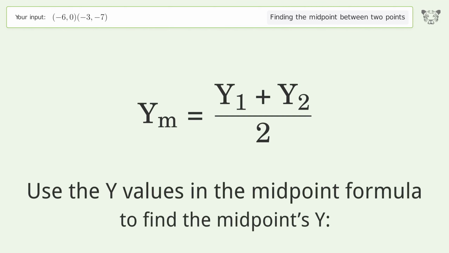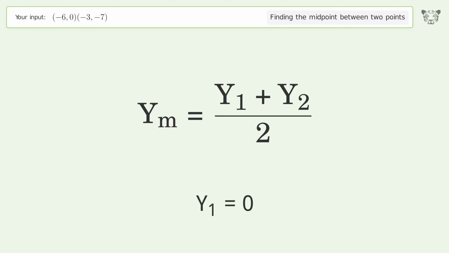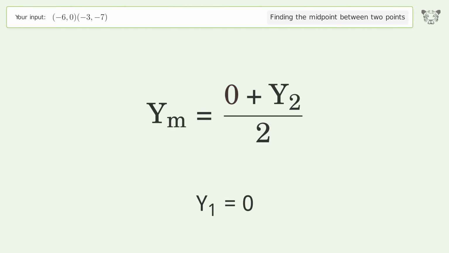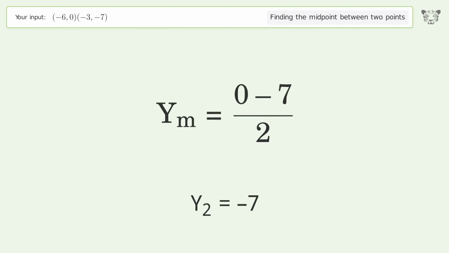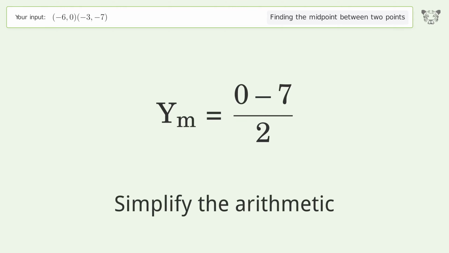Use the y values in the midpoint formula to find the midpoint's y. y1 equals 0. y2 equals -7. Simplify the arithmetic.